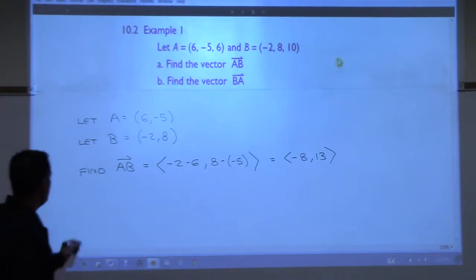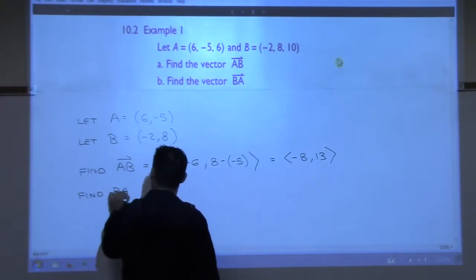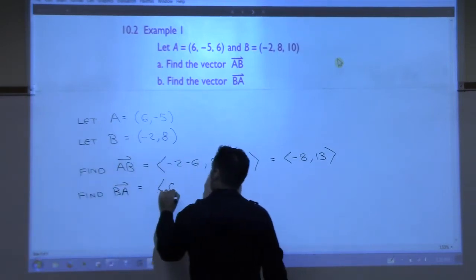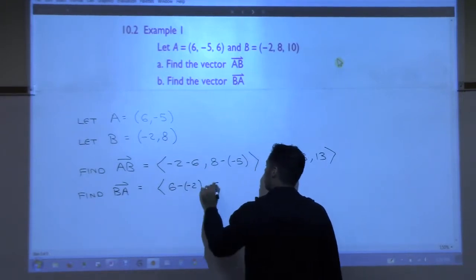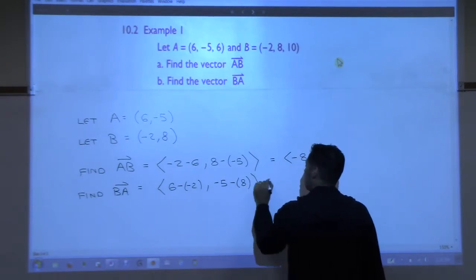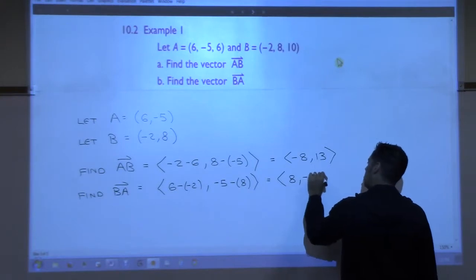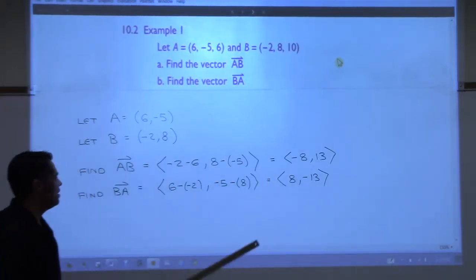And then from B to A, it's going to be these things flipped over, right? So it's going to be 6, take away -2, and then -5, take away 8. I didn't need parentheses there. This will be 8 and -13. So like I said, it's the opposite, right? They have opposite signs.